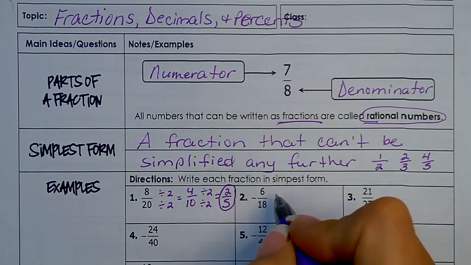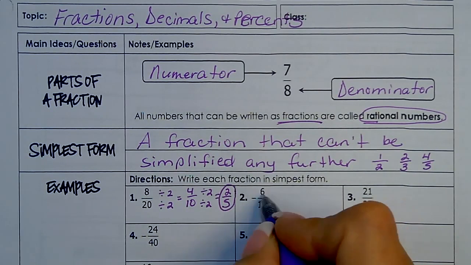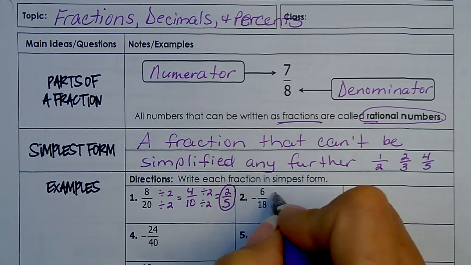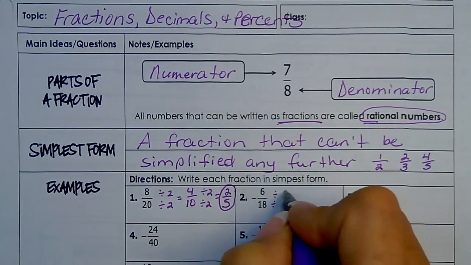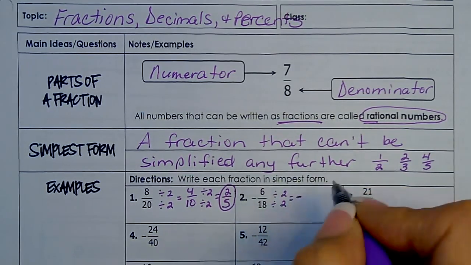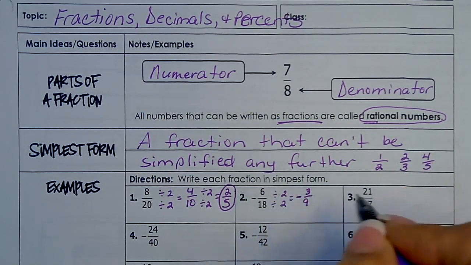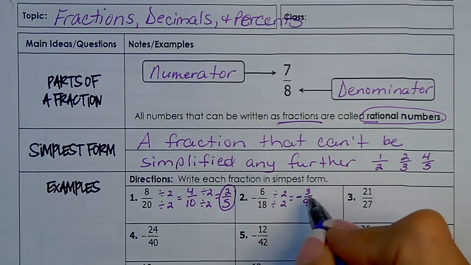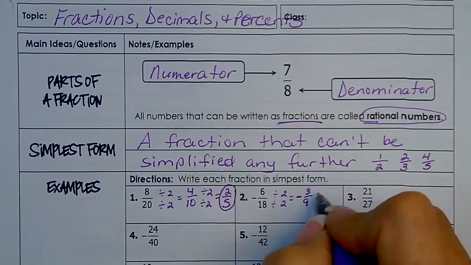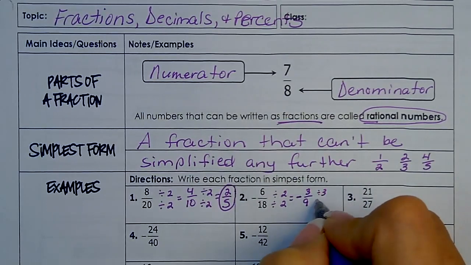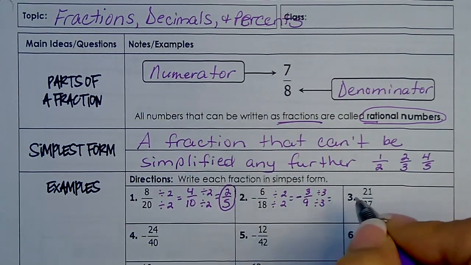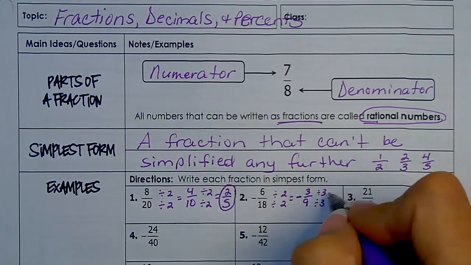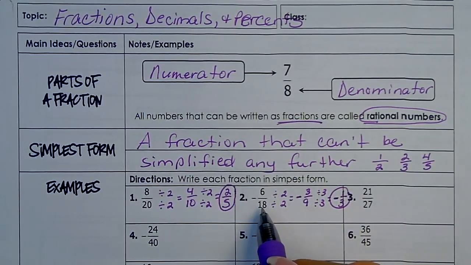I'm going to try the same method with number 2. I see I have 2 even numbers. So I'm going to divide the top and bottom by 2. That leaves me 3/9. All right, now a common factor of 3 and 9 is 3. Both are divisible by 3. So I'm going to divide the top and bottom by 3. I get 1/3. So -6/18 in simplest form is -1/3.